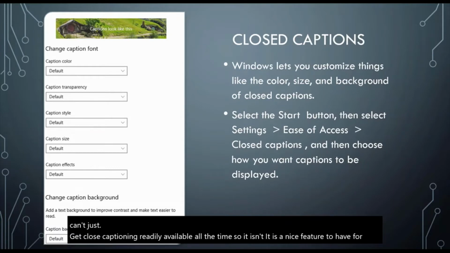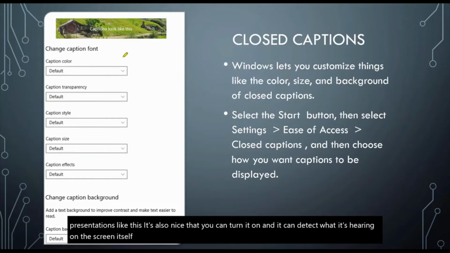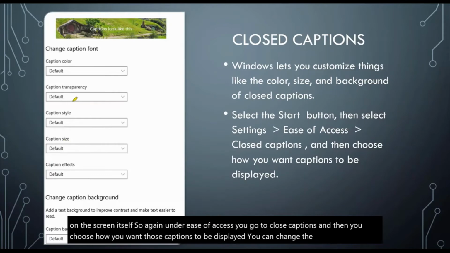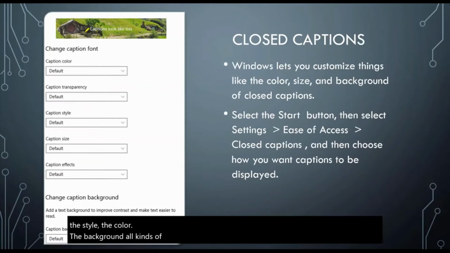It's also nice that you can turn it on and it can detect what it's hearing on the screen itself. So again, under Ease of Access, you go to closed captions, and then you choose how you want those captions to be displayed. You can change the size, the effects, the style, the color, the background, all kinds of things. Up here is an example of what it looks like on the screen with these settings.